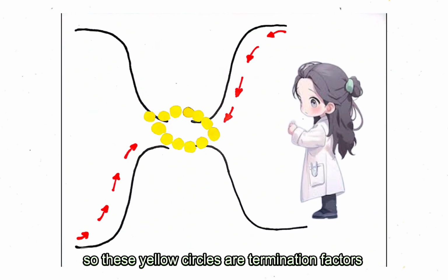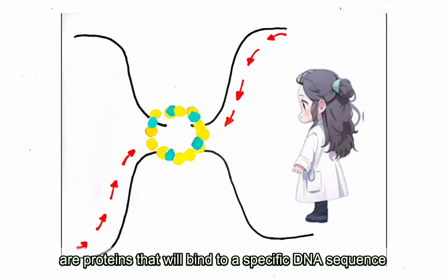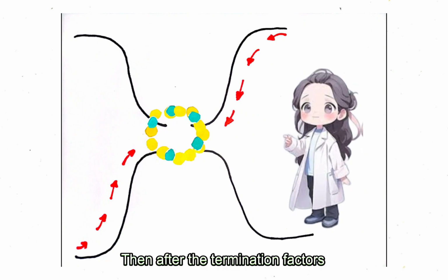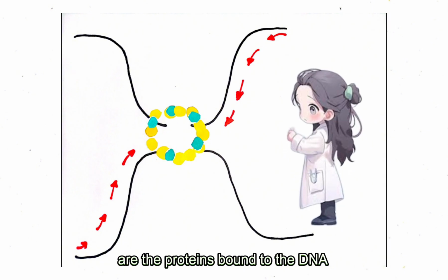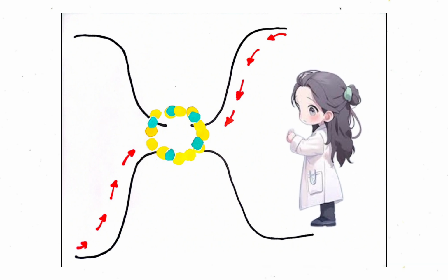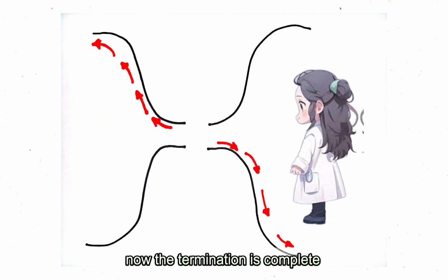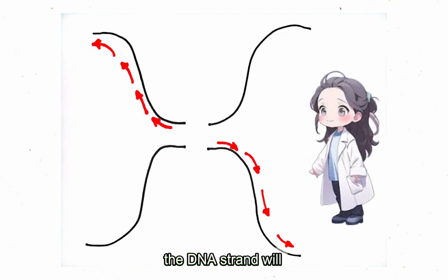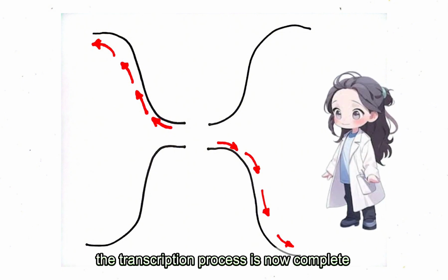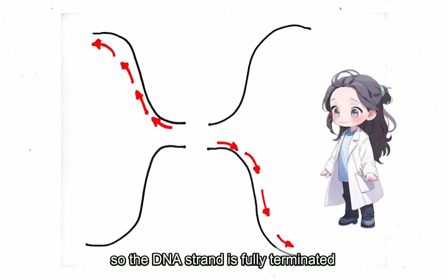These yellow circles, or termination factors, are proteins that will bind to a specific DNA sequence, causing the machinery to stop. Then after the termination factors bind to the DNA, the machinery releases the DNA. Now the DNA strand is free from the complex. Now the termination is complete. The DNA strand will continue to move away from the termination site. The process is now complete, so the DNA strand is fully terminated.